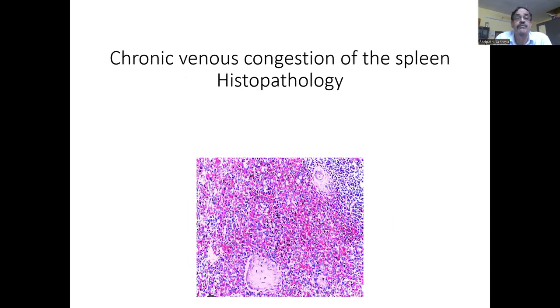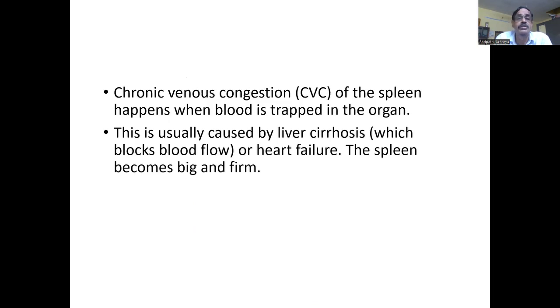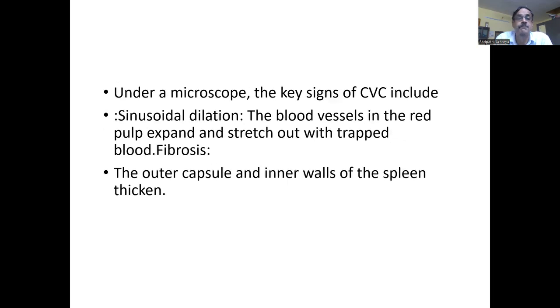Next is chronic venous congestion of the spleen. Chronic venous congestion of the spleen happens when blood is trapped, usually caused by liver cirrhosis, which blocks blood flow, or by heart failure. The spleen becomes big and firm.